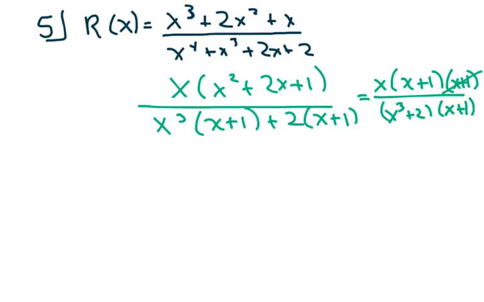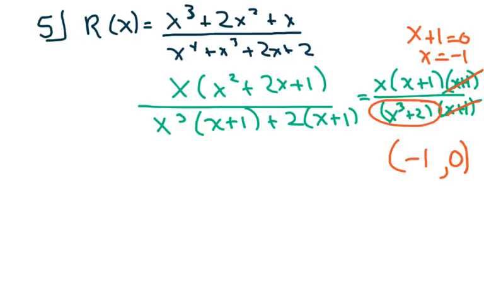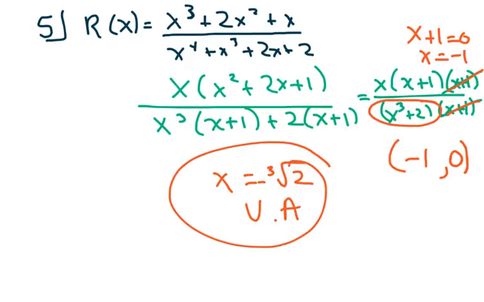We're going to have a hole here, so at negative 1, because you set what you crossed out to 0, and you get x equals negative 1, and you plug it back into the original equation, and when you plug it in, you will get 0. Okay, and then we just take this piece, and we've already done this one. So basically our x equals the negative cube root of 2. That's your vertical asymptote. This is your hole.